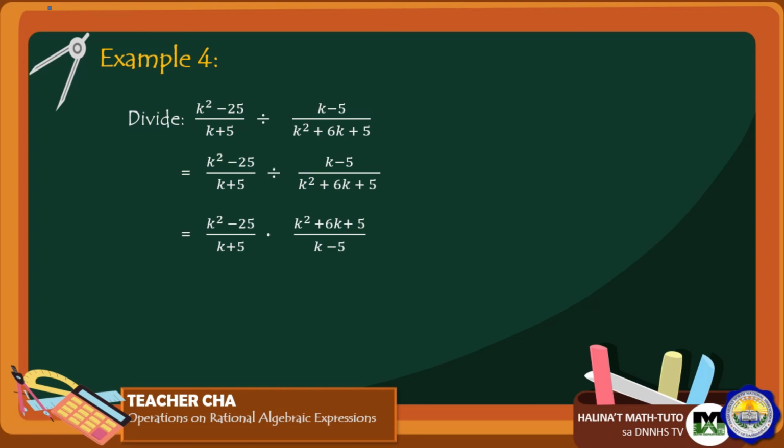Then factor the given expression. k squared minus 25, you have k plus 5 times the quantity k minus 5 over k plus 5 times k squared plus 6k plus 5 is equal to k plus 1 times the quantity k plus 5 over k minus 5. Cancel common factors. You have k plus 5 and k plus 5, k minus 5 and k minus 5. What is left is k plus 1 times the quantity k plus 5, and that is our final answer.